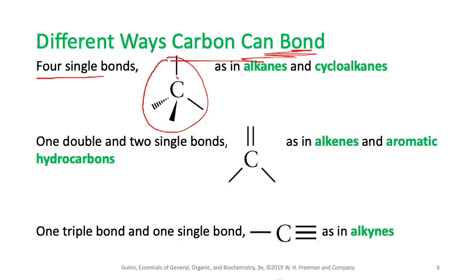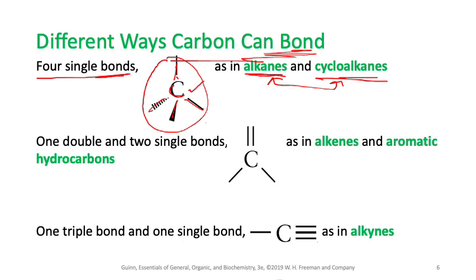First, all the 4 bonds are single bonds, like we have in this structure. Carbon with all 4 bonds single. We can find this kind of structure, where carbon makes all single bonds, in the types of hydrocarbon we're going to talk about in the next slide: alkane and cycloalkane. These are the types of hydrocarbons where carbon forms only single bonds, all 4 bonds.